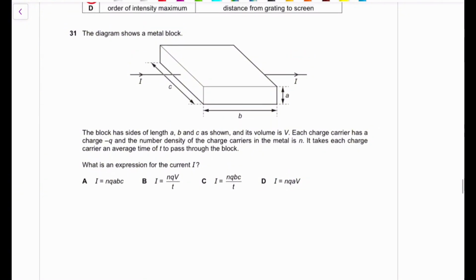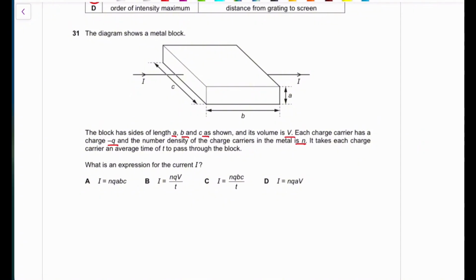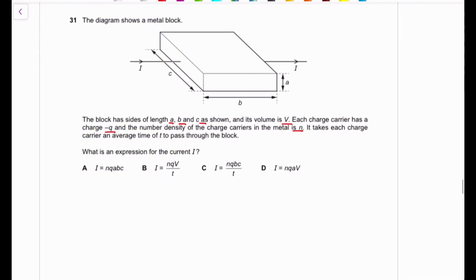I'll move on to question 31. We're given the diagram showing a metal block. The block has sides of length A, B, C, as shown, and the volume is V. Each charge carrier has a charge of negative Q, and the number density is n. It takes each charge an average time of T to pass through the block. So what is an expression for the current?